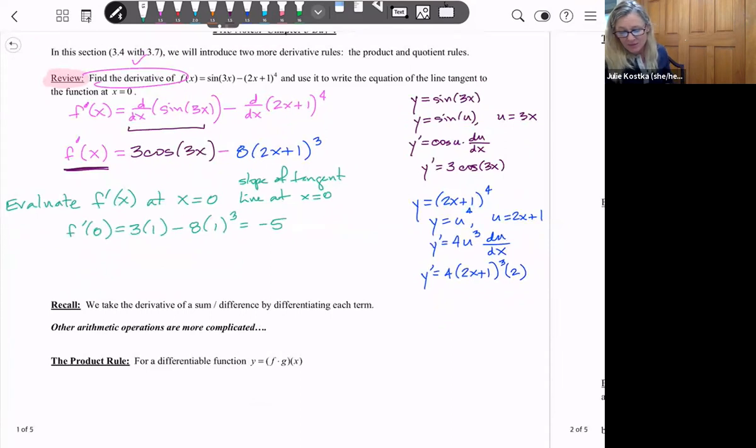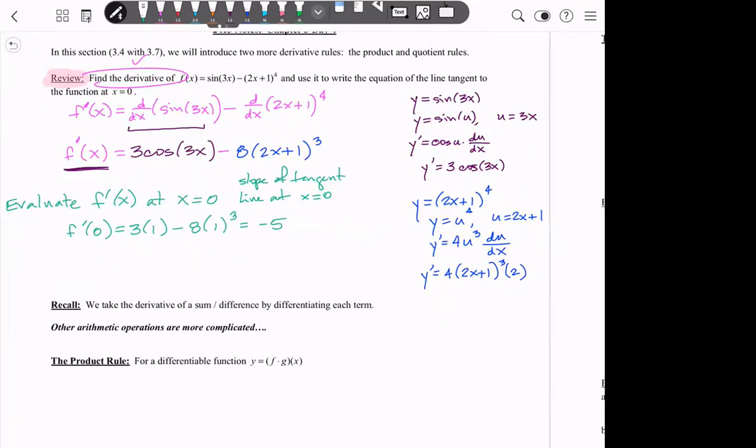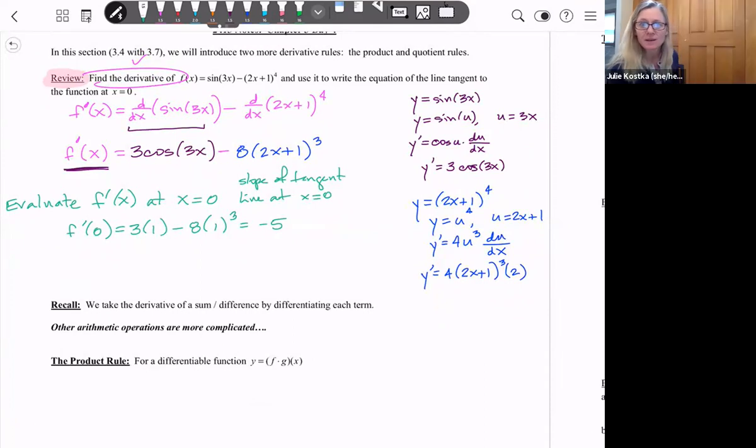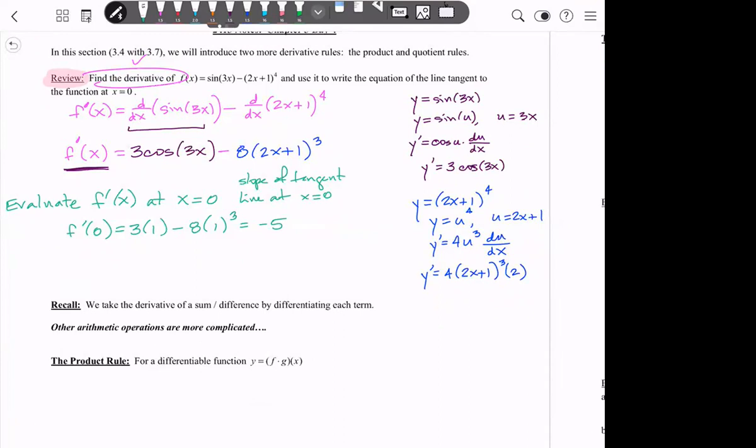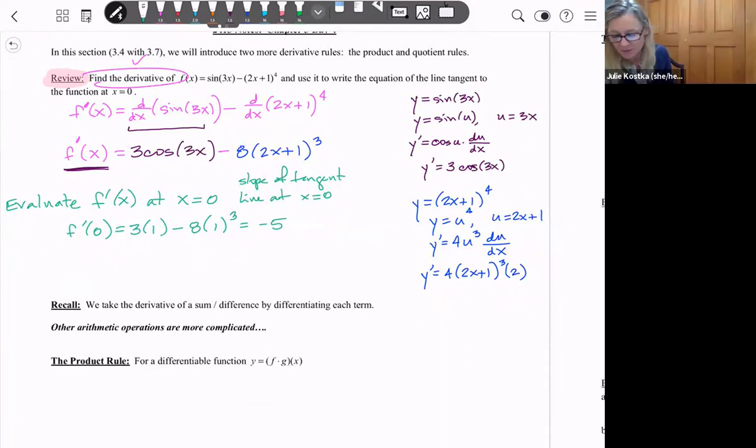So now to find the equation of the tangent line, I now have slope and I have x, but what else do I need? You need b. Or we could just use a generic y in the point slope form. Either one, but let's plug x equals 0 into our f of x. So I have sine of 0 minus 0 plus 1 to the 4th. So that's just -1.